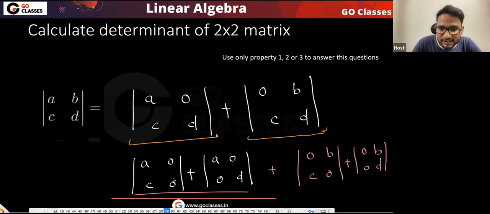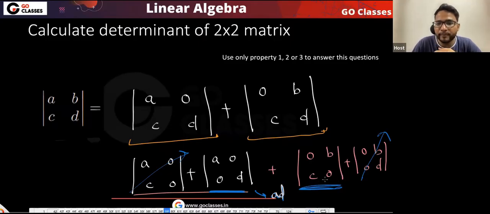Now since this is 0, it won't survive. It will be just 0. And since one column is 0 here too, it is also 0. Then let's see whether I can get something from these two. This is definitely AD because this is a diagonal matrix. This is AD, everyone knows this. And what is this? You can swap B and C, maybe the first row and second row, the first column and the second column. You can get minus BC from here. You can swap the columns or the rows, and then you can get the answer, which is minus BC. So finally you will be getting AD minus BC.